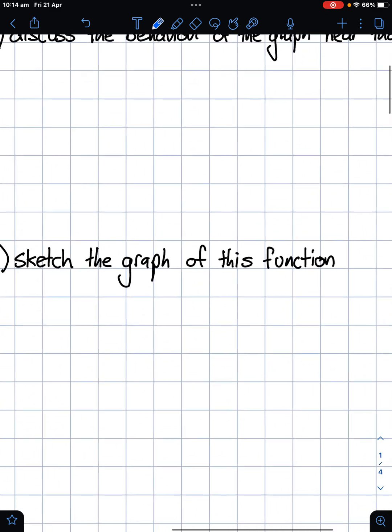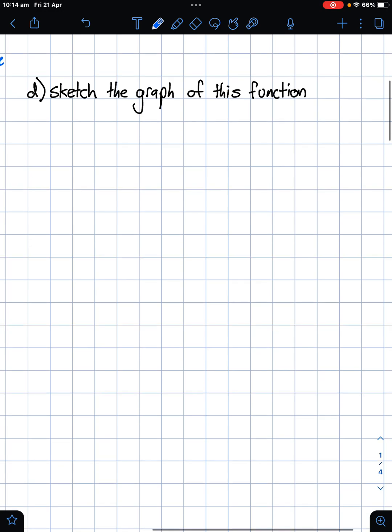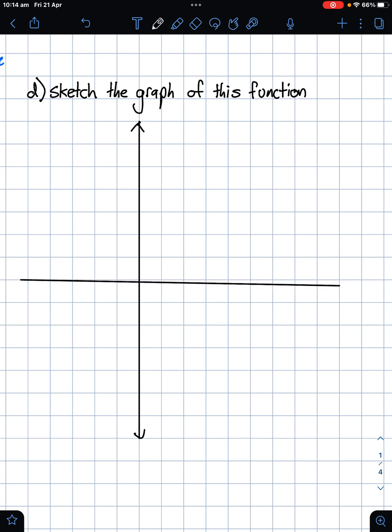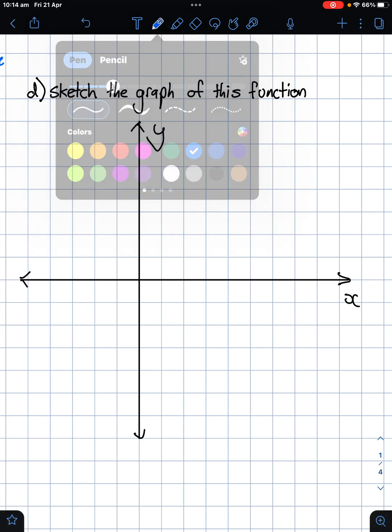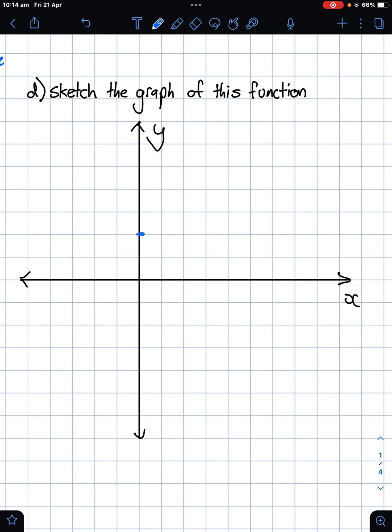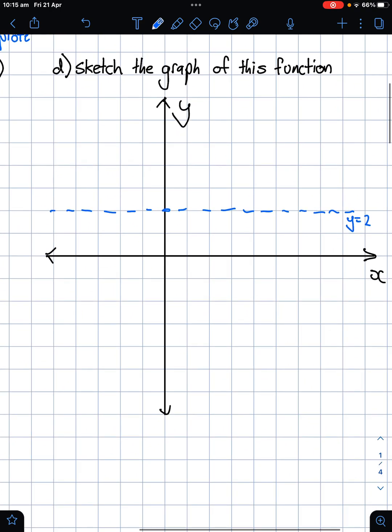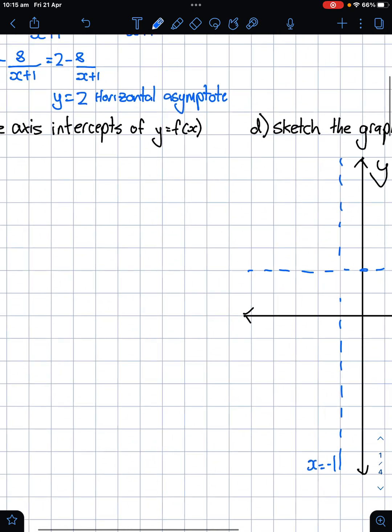Sweet. Now I'm going to sketch the graph of this function, just because we've already worked out two bits. So let's quickly put a graph in here, x and y. We worked out our two asymptotes. Here at y equals 2, I'm going to draw a dotted line to represent an asymptote. And then our other one was at x equals -1. I always write my equations there. It's cool.